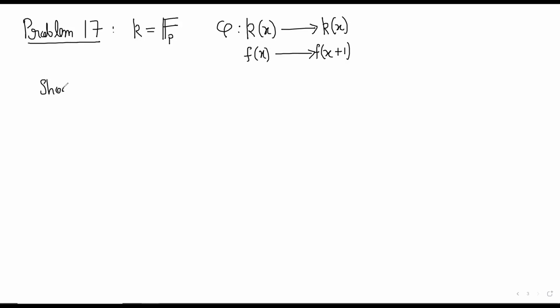Show that phi has finite order. So phi having finite order means that when you compose it with itself repeatedly, it returns to the identity. We can also say it formally by saying phi has finite order in a group.